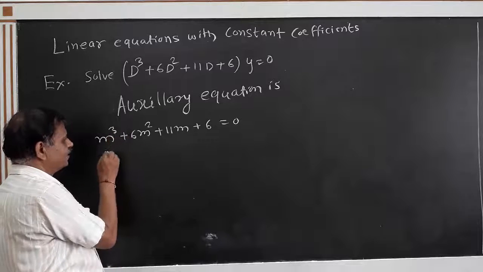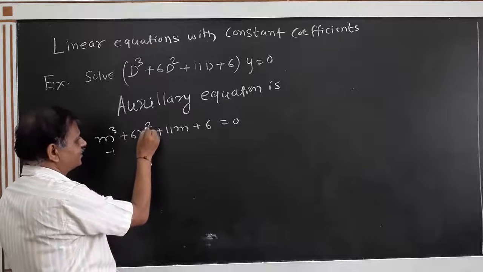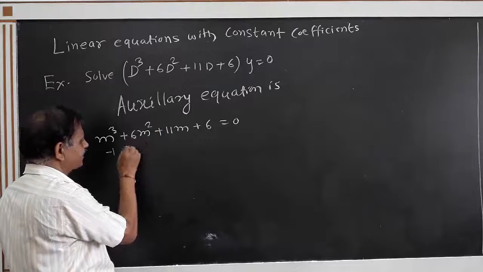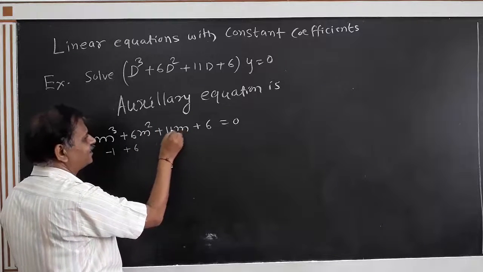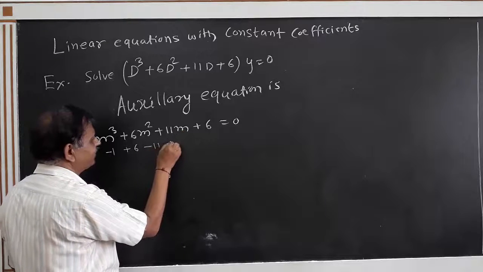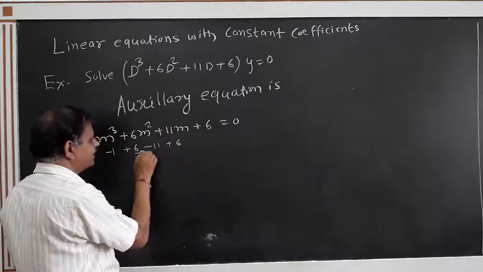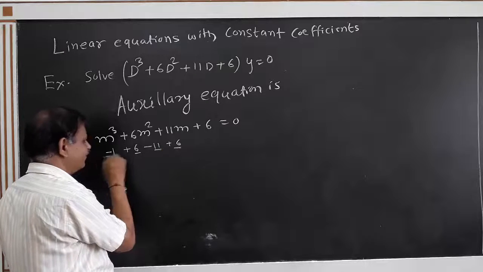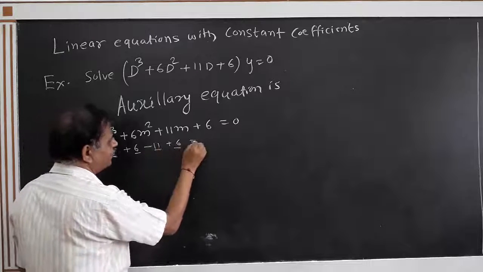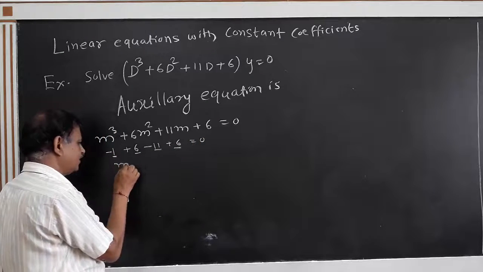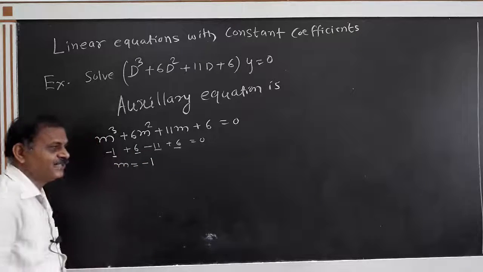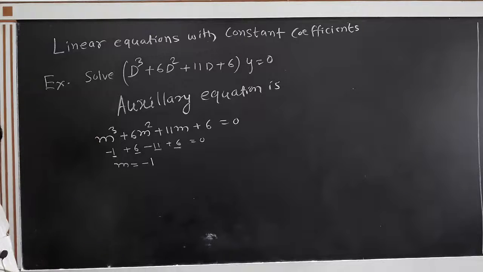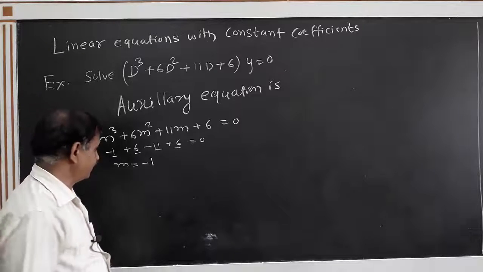Minus 1 cube is minus 1. Minus 1 square is plus 1, plus 1 into 6 is 6. Minus m is minus 1, minus 1 into 11 is minus 11, plus 6. 6 and 6 is 12, 11 and 1 is 12, 12 minus 12 equal to 0. Therefore, m equal to minus 1 is a first root. As m equal to minus 1 satisfies this equation, m equal to minus 1 is the first root.